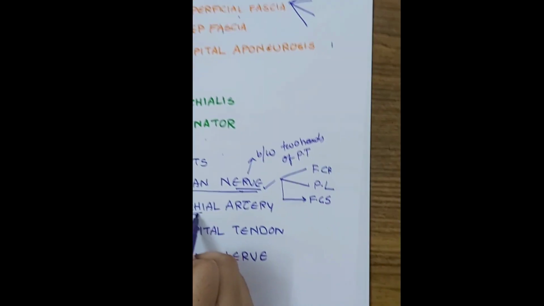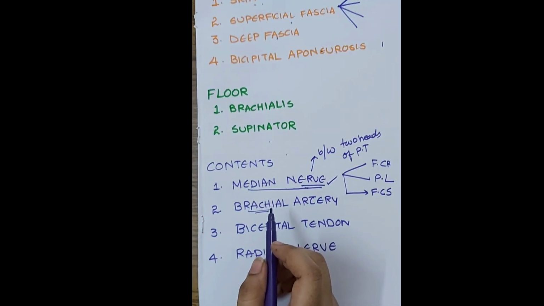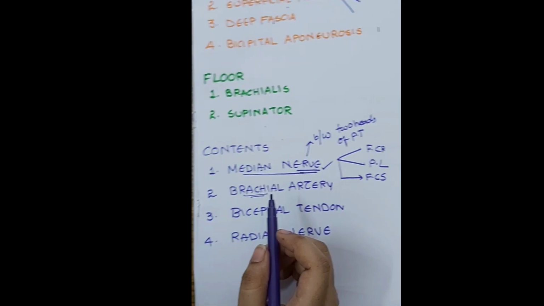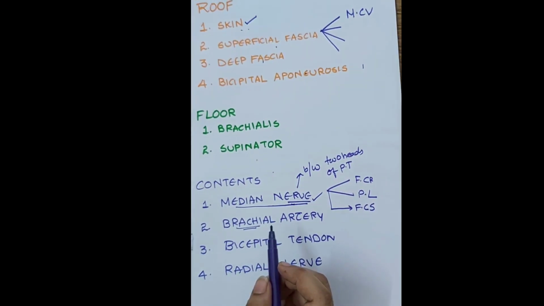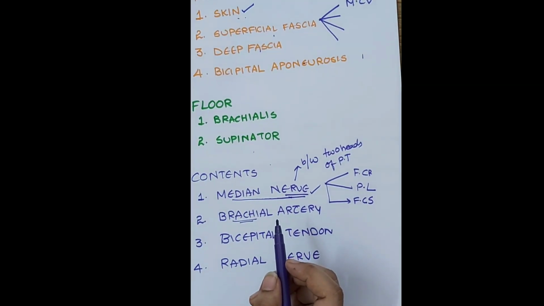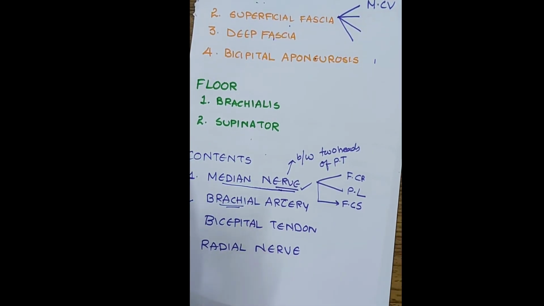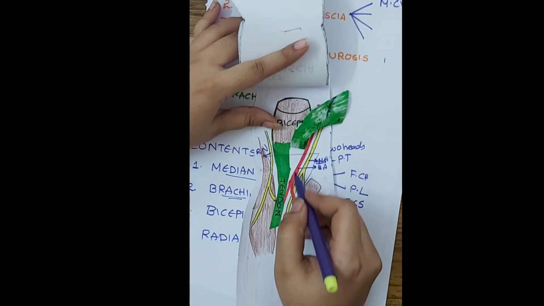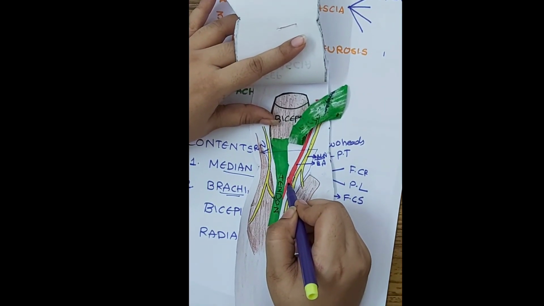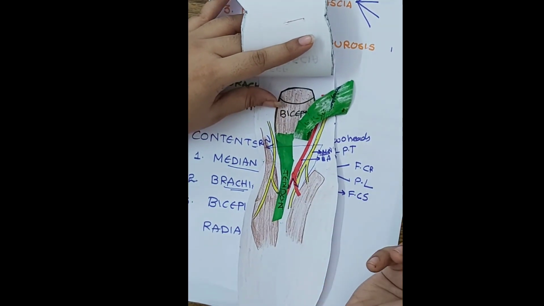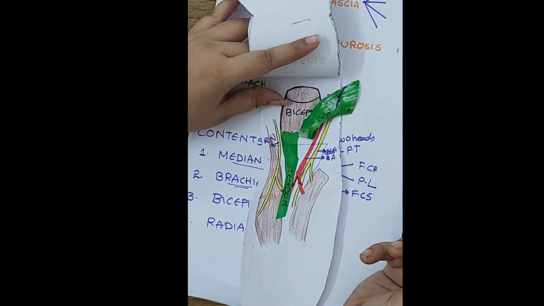Next, the brachial artery. This brachial artery is the most important artery because it is used in recording the blood pressure through the stethoscope. If we look into this model, this brachial artery in the cubital fossa divides into two branches, the radial artery and the ulnar artery.